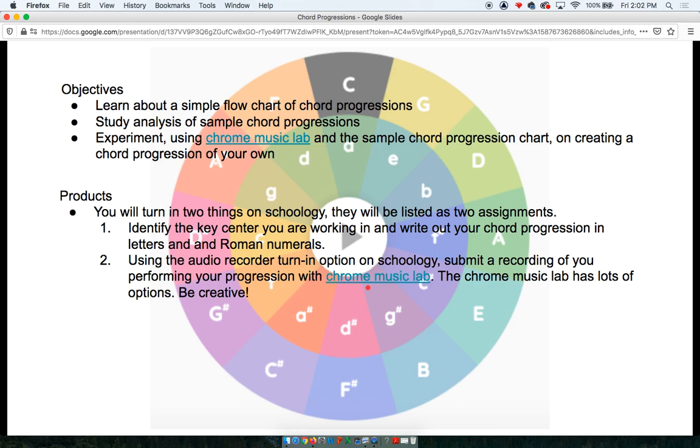So you know how when you go to submit an assignment in Schoology, it gives you an option to make a voice recording. Well, instead of using your voice, you're going to have that module open, and you're going to quote-unquote perform the chord progression that you submitted in the other assignment in written down form. Okay?